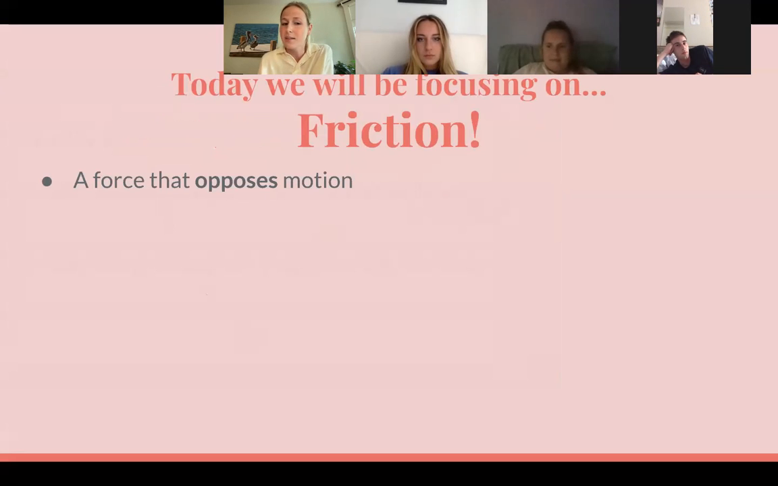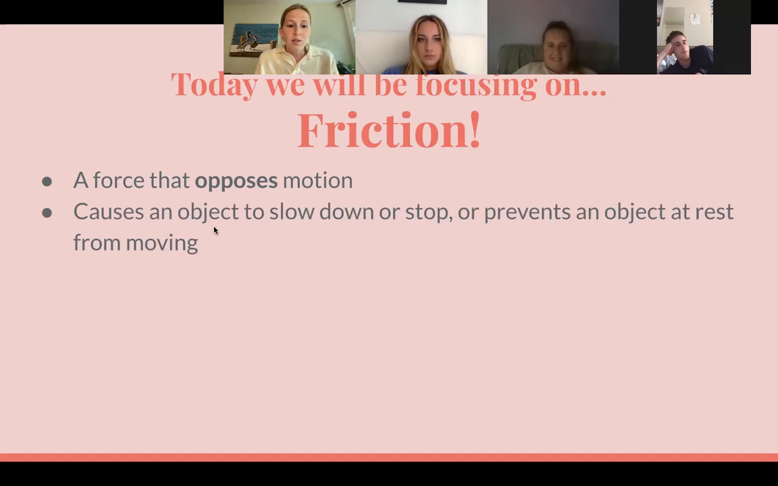What does that mean? It slows things down. Yeah, absolutely, right? So it kind of goes against a forward motion. Absolutely. Good, Dylan. So basically, when an object's moving, friction is going to be what causes it to slow down or stop. An object at rest, it's going to be what actually keeps the object at rest.